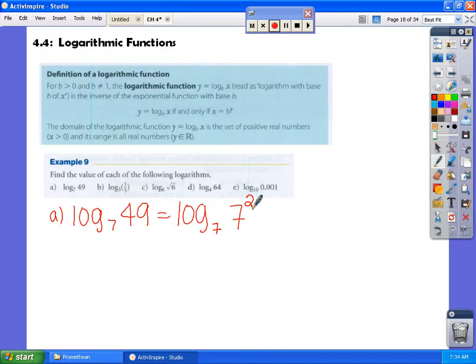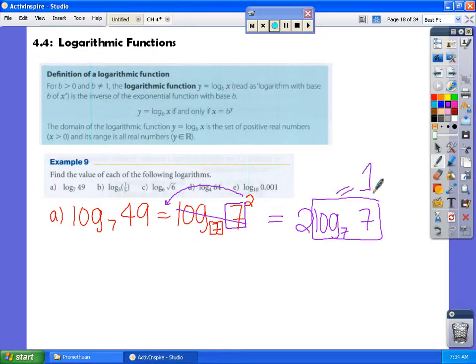So an easy thing to remember, if the log base is the same as the base of the exponent, they will cancel each other and give you 2. The real reason why is because the exponent can come in front and you get 2 times log base 7 of 7, but this is the same thing as the value of 1.